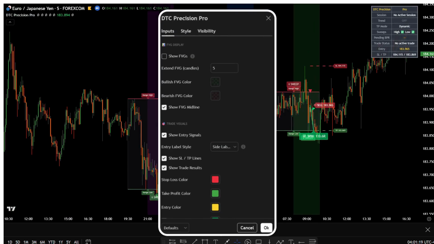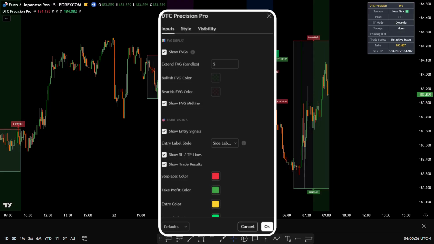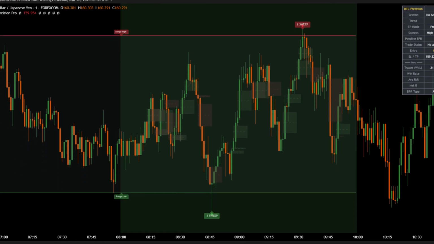FVG display is off by default. When you turn it on, you'll see individual fair value gap boxes drawn on the chart during each session. Green boxes are bullish FVGs, the gap between the first candle's high and the third candle's low. Red boxes are bearish FVGs, the gap between the first candle's low and the third candle's high. The dashed line in the middle of each box is the 50% midline of the FVG.